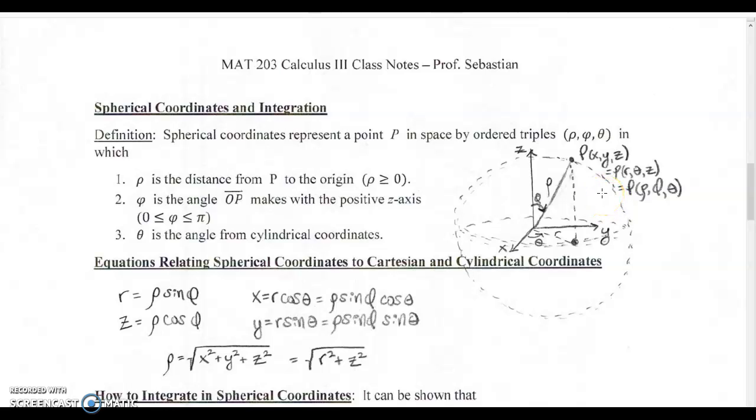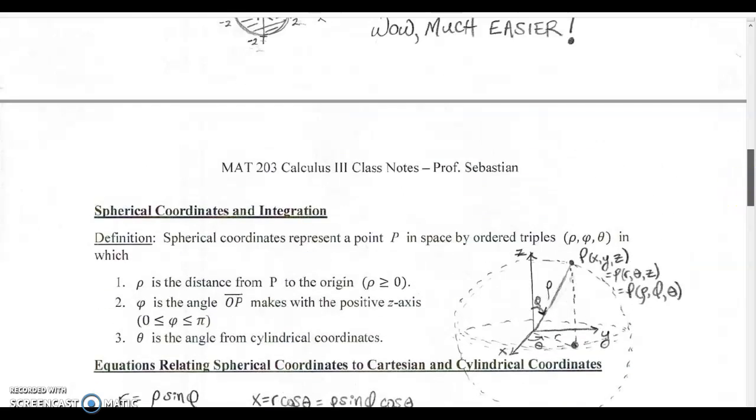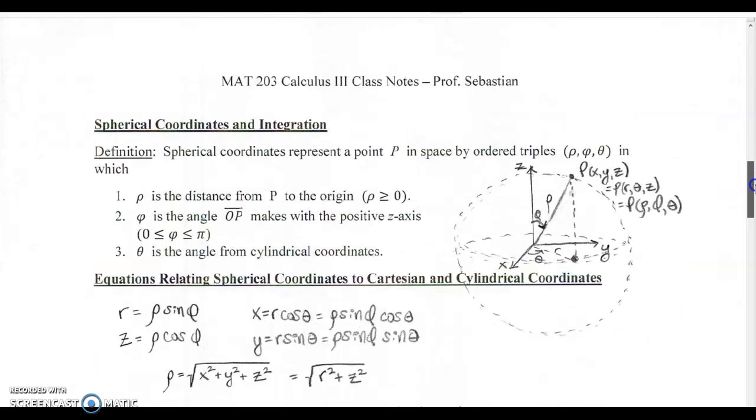Okay, everyone, welcome back to our Calculus 3 class notes. We are now on page 102, right? No, 103. And we're in section 15.7, and we are talking about doing triple integrals in different coordinate systems other than rectangular. So we talked about cylindrical, and now we're going to talk about spherical.